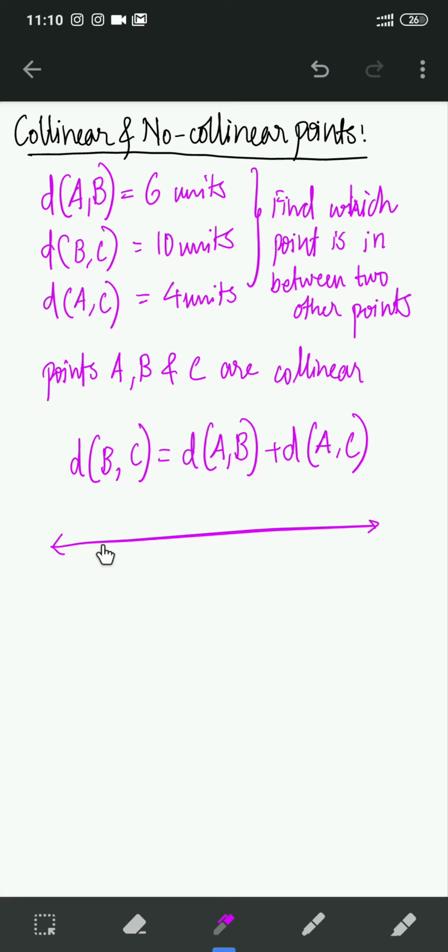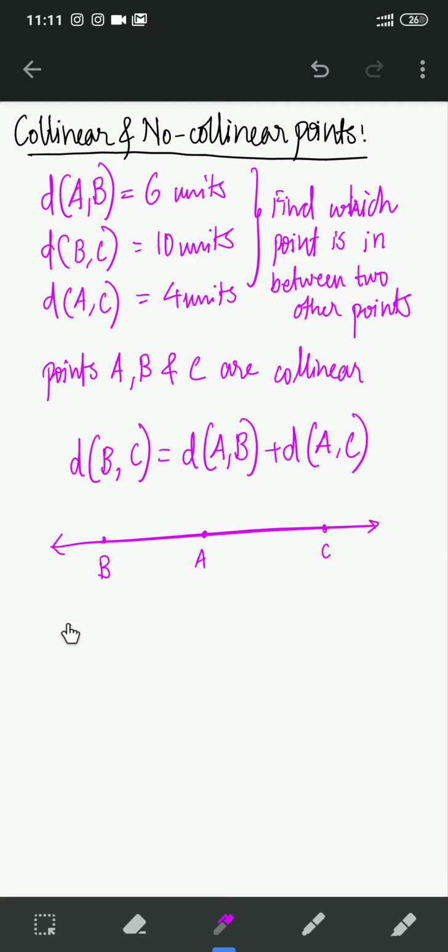So distance between B and C, that is the greater distance. So I'll put B and C at the column. This is the greater distance. Distance between A and B plus distance between A and C will give me distance between B and C. Is that correct? Let's just check. AB is 6 units, AC is 4 units, 6 plus 4 giving me 10 units. That is distance between B and C. That is correct.